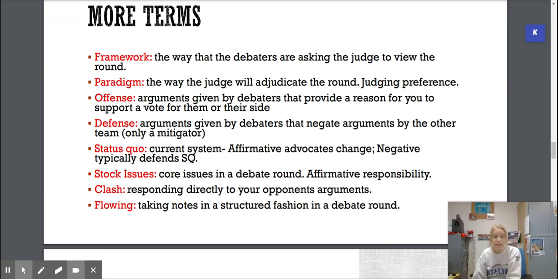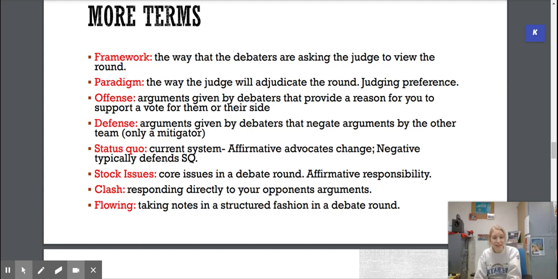Next, we have offense and defense. If you've played a sport, you know what these are. Offense is where I'm giving new reasons to vote for my side or to support my side. Defense is answering arguments from the other side. So offense has the ball, they get to run it. Defense is just trying to stop the other team from scoring. So you need both offense and defense in order to win a round.